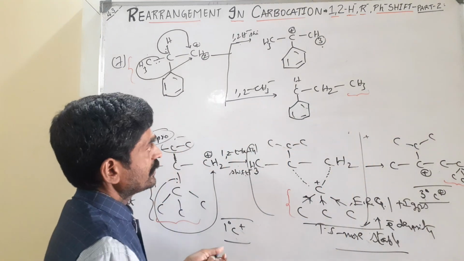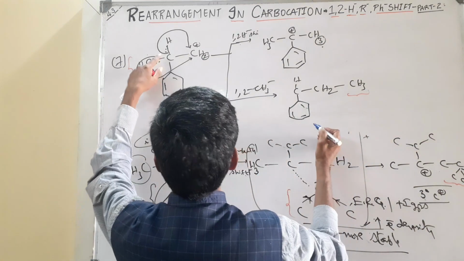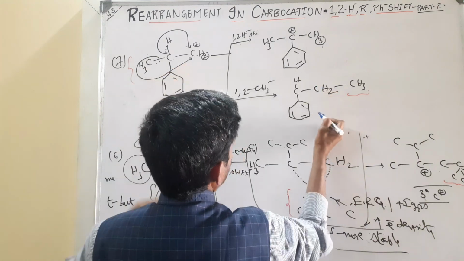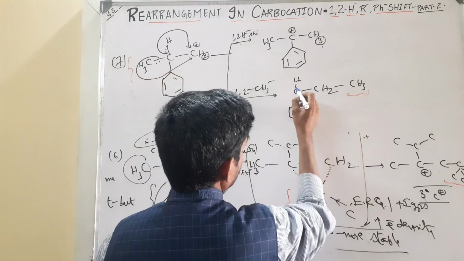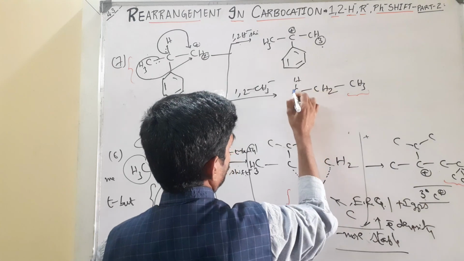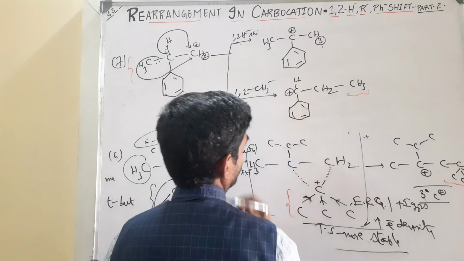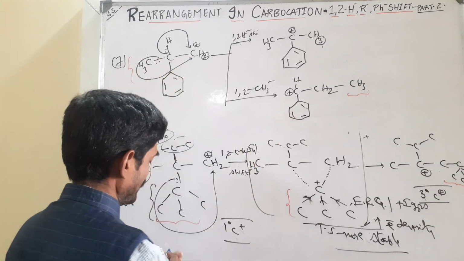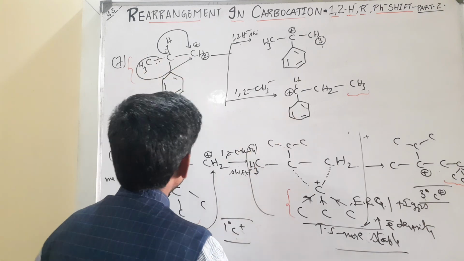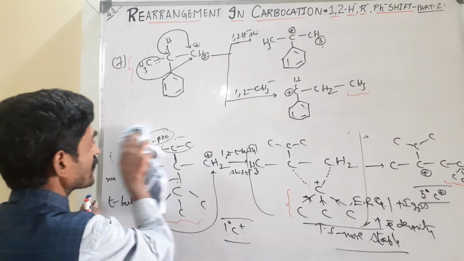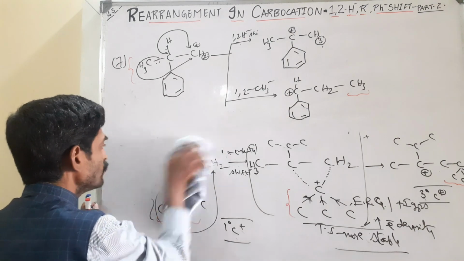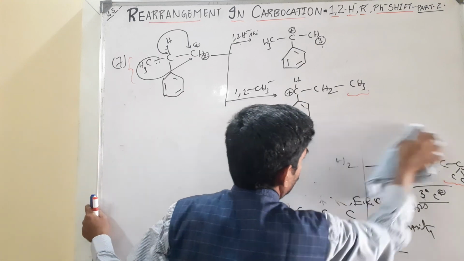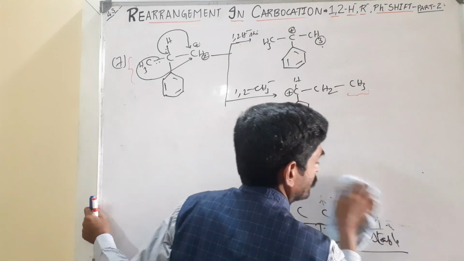Now this carbon, this is CH2. Then this carbon gets positive charge, this one, because it's split. Next, if phenyl shifting takes place, a 1,2 phenyl shift. The phenyl group, C6H5, is shifting. Shifting of the phenyl group.